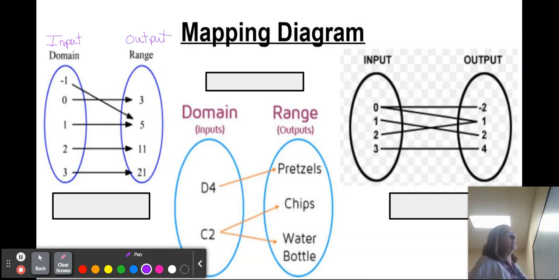So the definition of a function is for every input, there can be one output. So input is your x and output is your y. So if we follow this, -1 has one input, 0 has one input, 1 has one input, 2 has one input, and 3 has one input. So this would be a function.